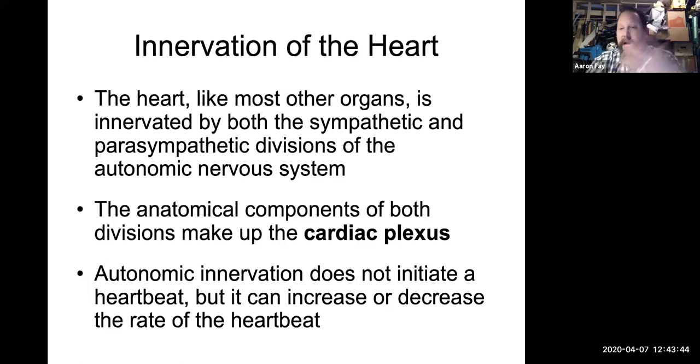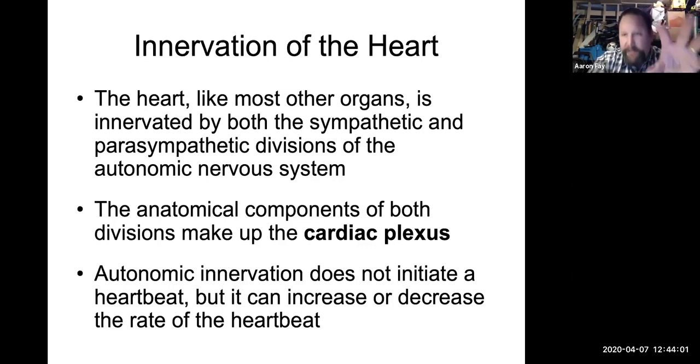Now, there's simply a big mess of autonomic motor neurons around the heart, and we're just going to call that the cardiac plexus. Remember, plexus is just interweaving neurons, interweaving axons, interweaving nerves in this case.